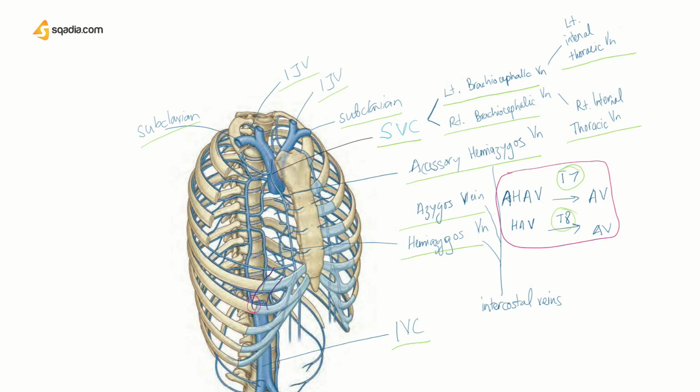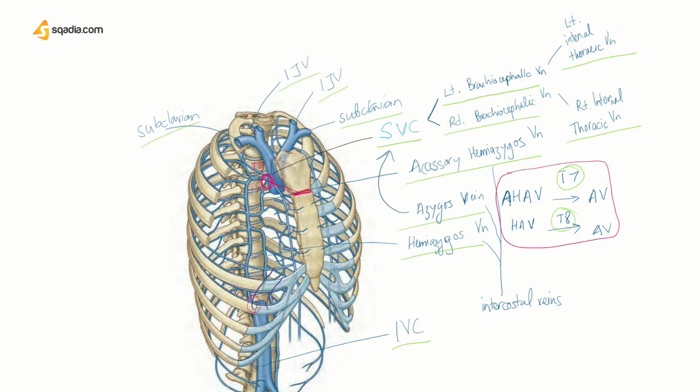In a future lecture, you'll learn that the sternal angle, right over here, is the level of T4 and T5. So the intervertebral disc between level T4 and T5. So here's T4 and here is T5. This is also called the sternal angle. So this is the level at which the azygous vein drains into the superior vena cava.